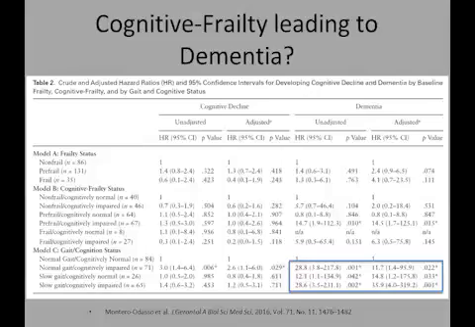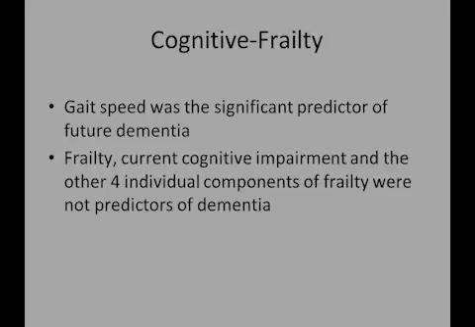And on this chart, again, looking at p-values, the thing that seems to stand out is that slow gait seems to be the predictor for future memory problems, and not frailty alone, or not frailty as a group, but gait speed by itself. With cognitive impairment or with normal cognition, it's the slow gait that seems to play out for risk of future dementia development. So gait speed was the significant predictor of future dementia. Frailty was not. Current cognitive impairment and the other four components of frailty were not predictors for dementia.